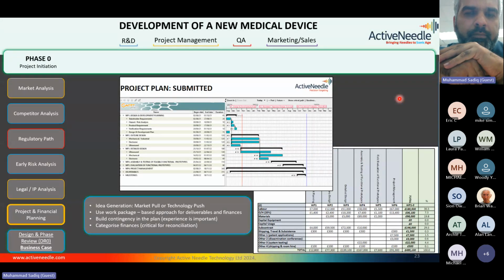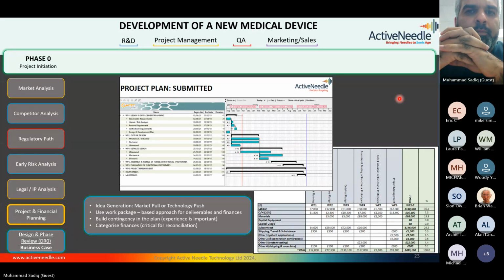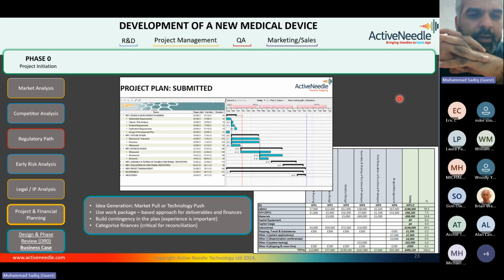Just a piece of advice: when you are doing a project plan, you would obviously build in some contingency in the plan as well, just a bit of a cushion. Things can go wrong. And obviously when it comes to project planning, finance comes into play as well, and it's just important, again, to bring in a bit of a cushion in there, and keep track of the finances. It's very critical for reconciliation purposes later on.